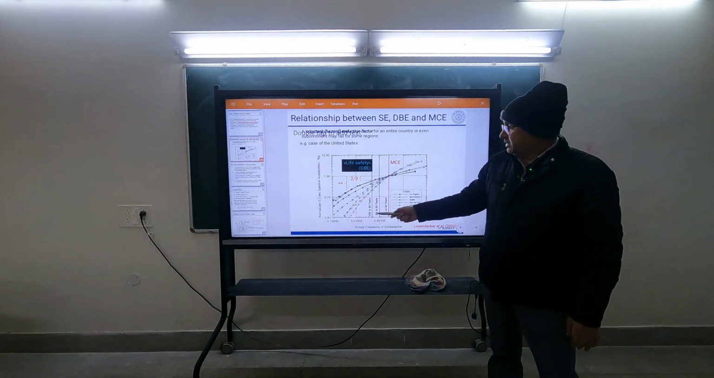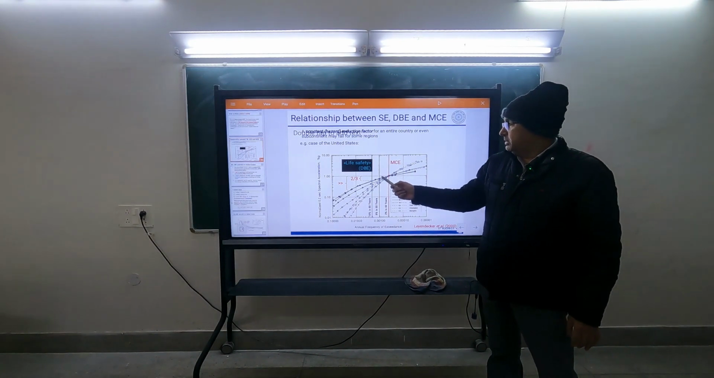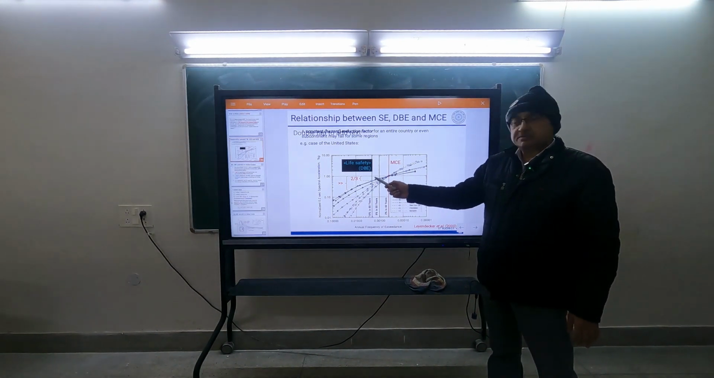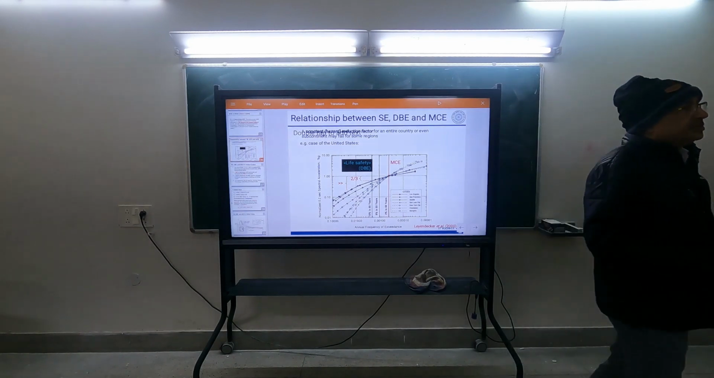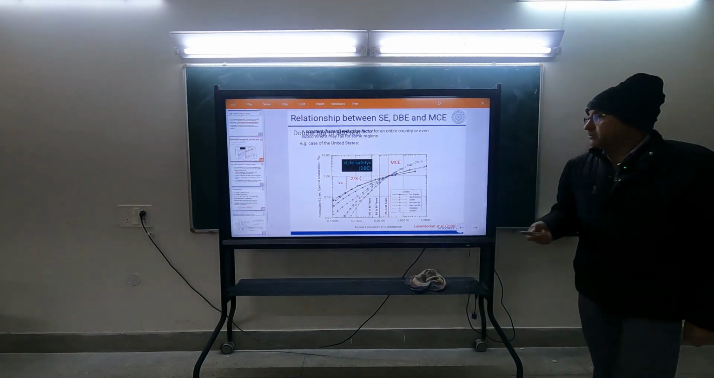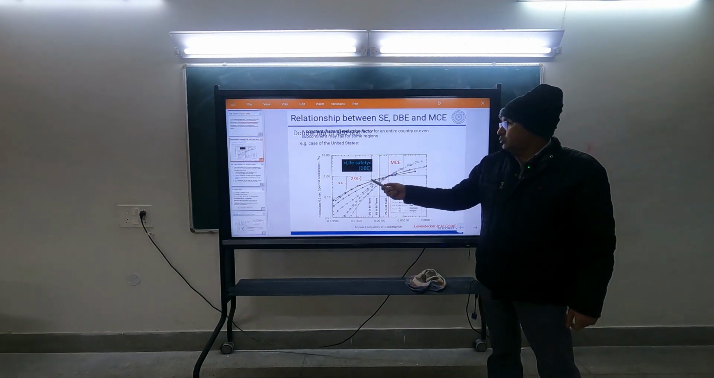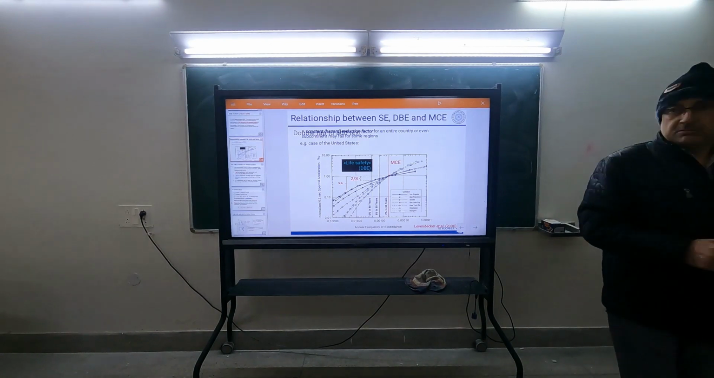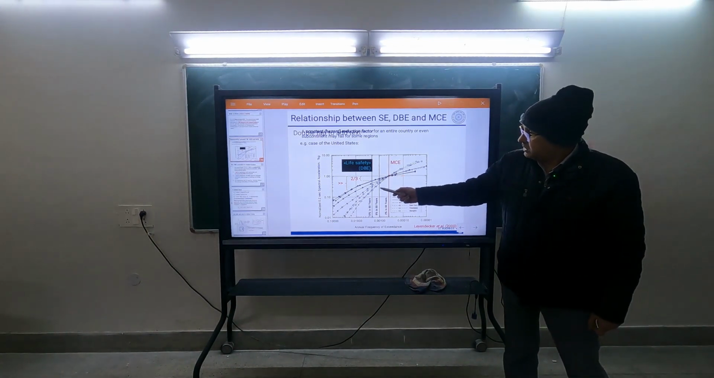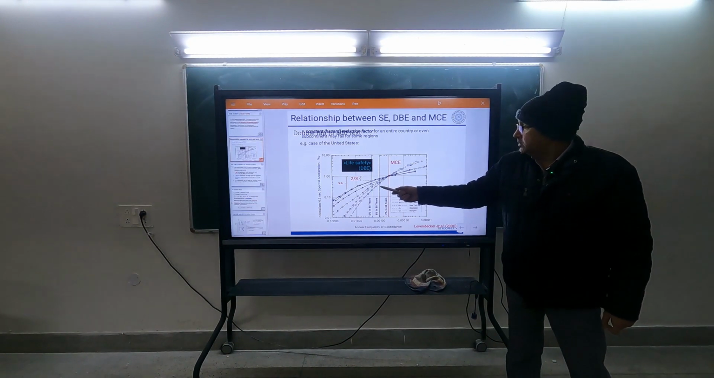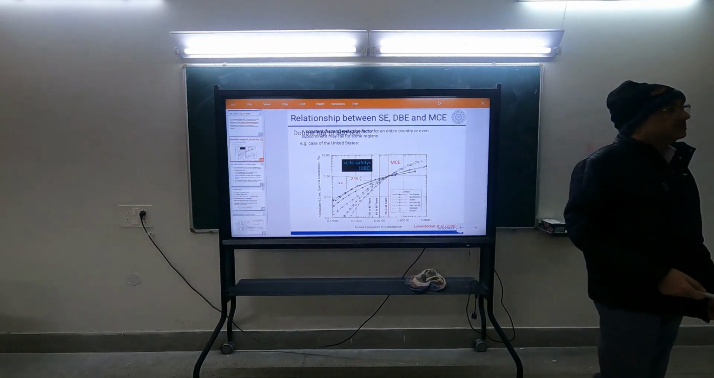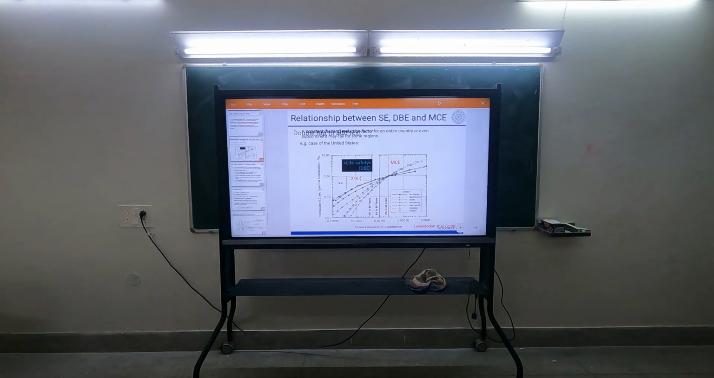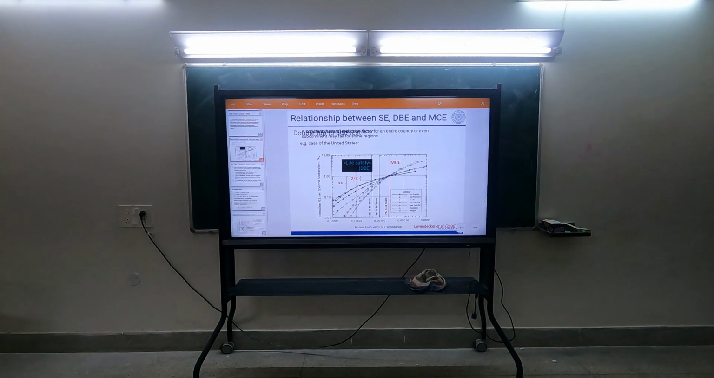You can draw a line corresponding to 10%, that is DBE. So the ratio of DBE and MCE, if you see here, is changing. It's not constant. In different cities, the ratio of DBE and MCE is different. The maximum value of this ratio is 1 over 1.5, but the value ranges somewhere here, this is the value of 2. So the ratio of MCE to DBE will be somewhere between 1.5 and 2. In our existing code, we are considering it as 2.